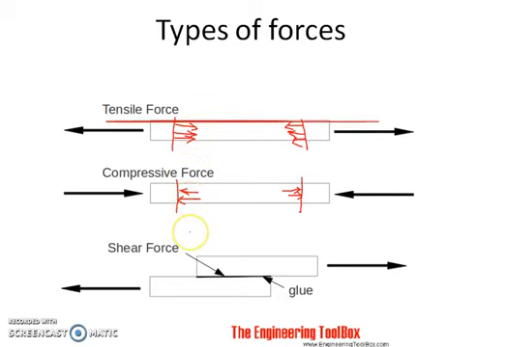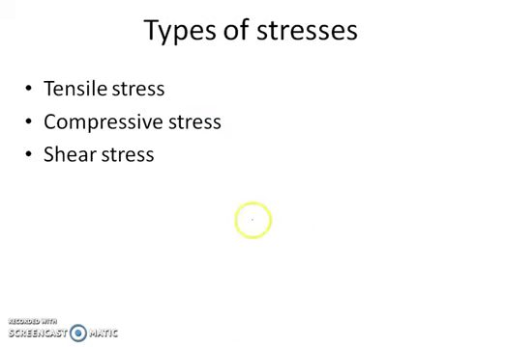So what is shear stress? When there is a shear force, the shear force is a force which is acting parallel to the cross-sectional area. So if you take this area, here the force is parallel to this area. So the stresses developed in this case are called the shear stresses. The shear stresses are parallel to the cross-sectional area. Therefore, there are three types of stresses. One is the tensile stress, the other one is the compressive stress, and the shear stress.